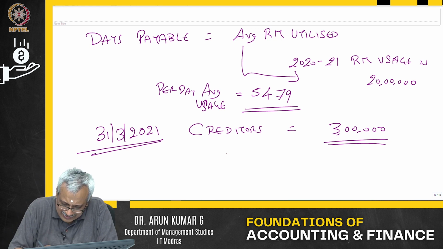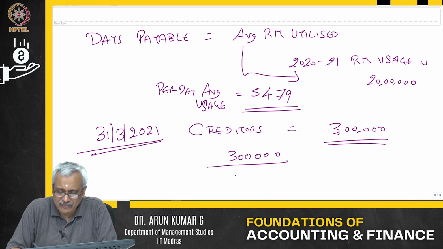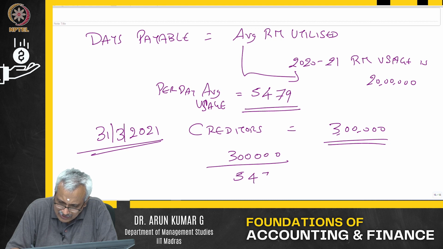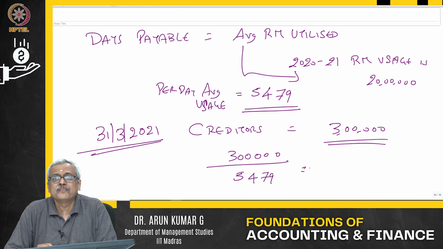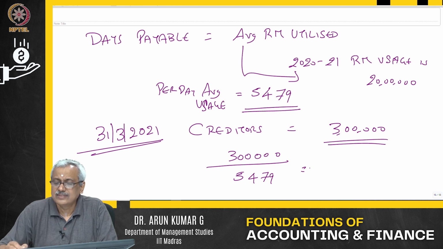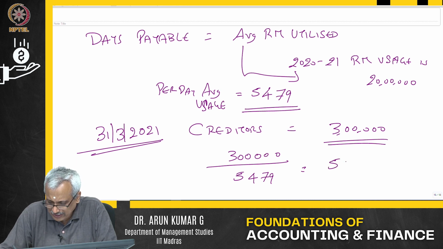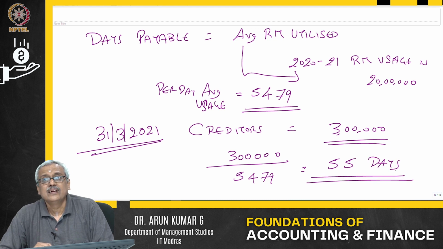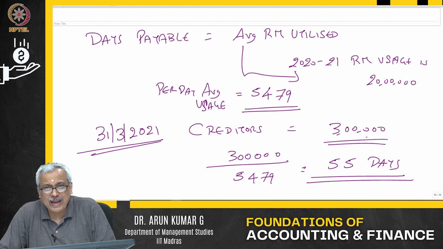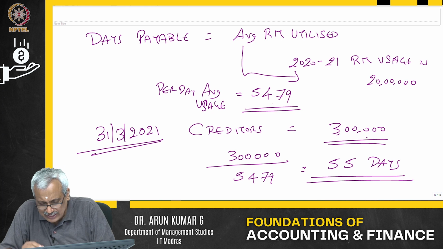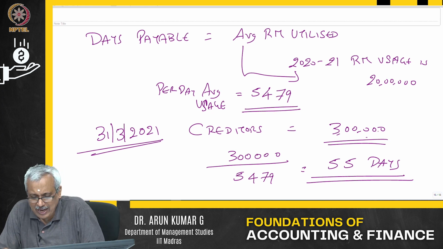So, what do I do? This 3 lakhs is equal to how many days of material usage? What is it? 3 lakhs divided by 5479 is 54.7, so 55 days. So what happens? I have to pay my creditors equal to 55 days of usage.